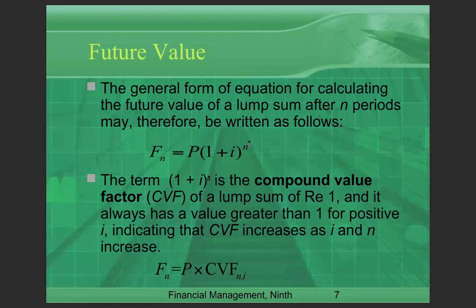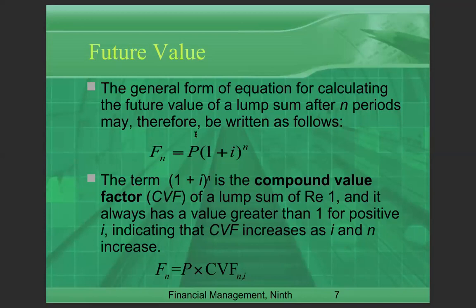How many years are you keeping my money with you? If you're keeping 2 years, then make it 2. If you're keeping 5 years, make it 5. And what's the rate of interest? If it is 10%, it is 0.10. You have to write here 0.10. If it is 8%, 0.08. If it is 5%, 0.05. If it is 15%, 0.15.